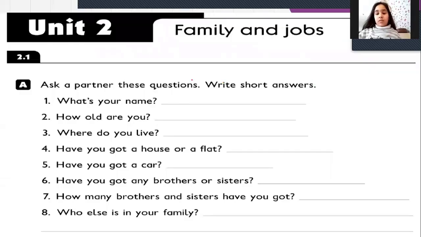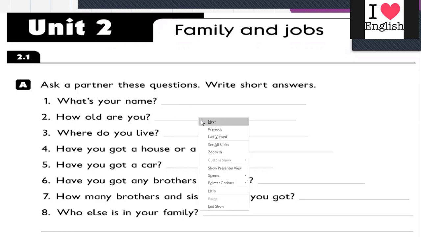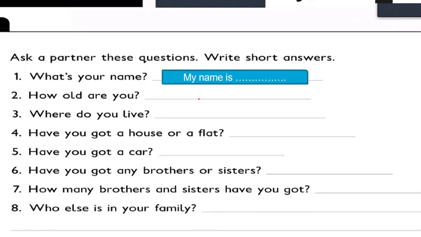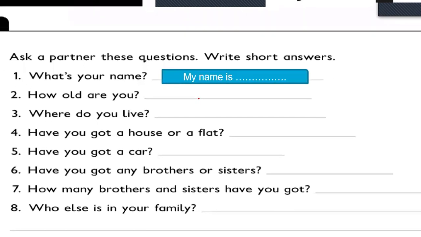Okay, so this is your homework. I want you to answer these questions about you. For example, what's your name? You write, my name is, and you write your name. How old are you? You write your age. I want them about you. For example, Aisha, Serene, Marwa, Taqwa, Khadija, Hanan.